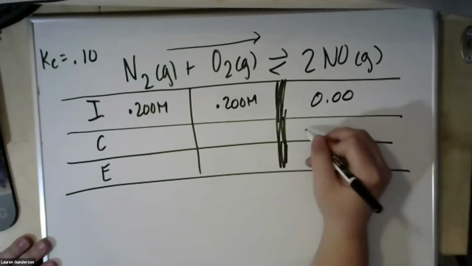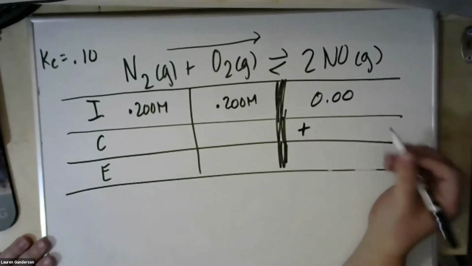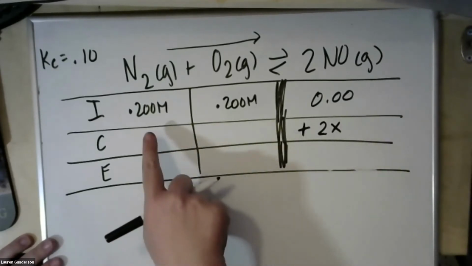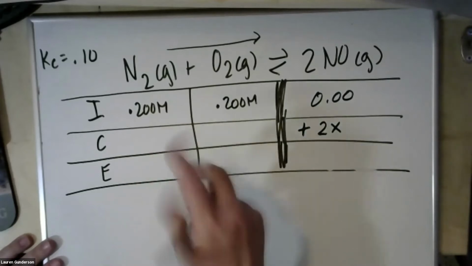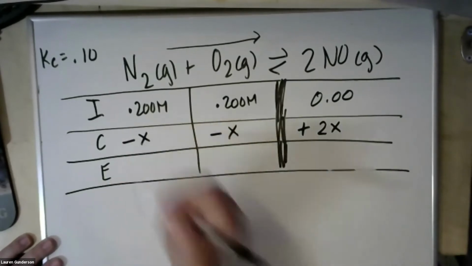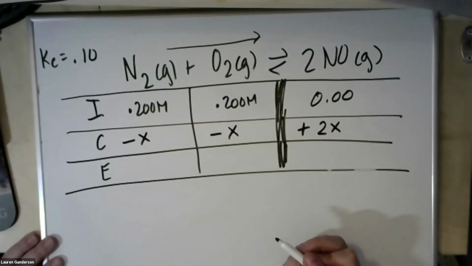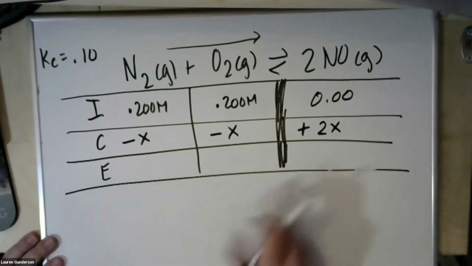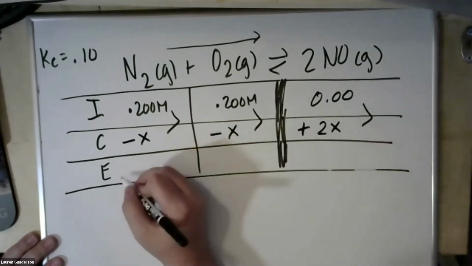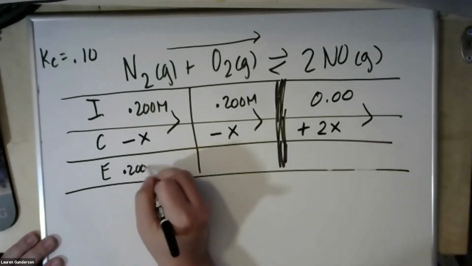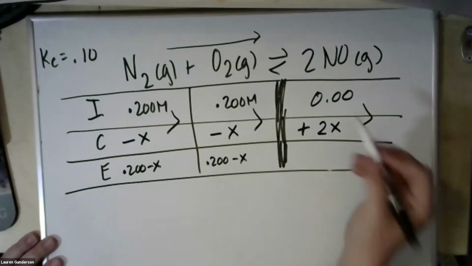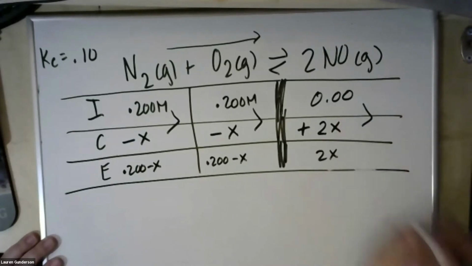If we're trying to form some of the NO gas, it's going to have a positive change sign, and it'll be a positive 2x. We're going to be using this stuff up, so that's going to be minus x, minus x. All right, so our equilibrium row, remember, we're combining the first two rows to get that equilibrium row. So our equilibrium for N2 is going to be 0.2 minus x. For oxygen, it's 0.2 minus x. And for NO, it's going to be 2x.